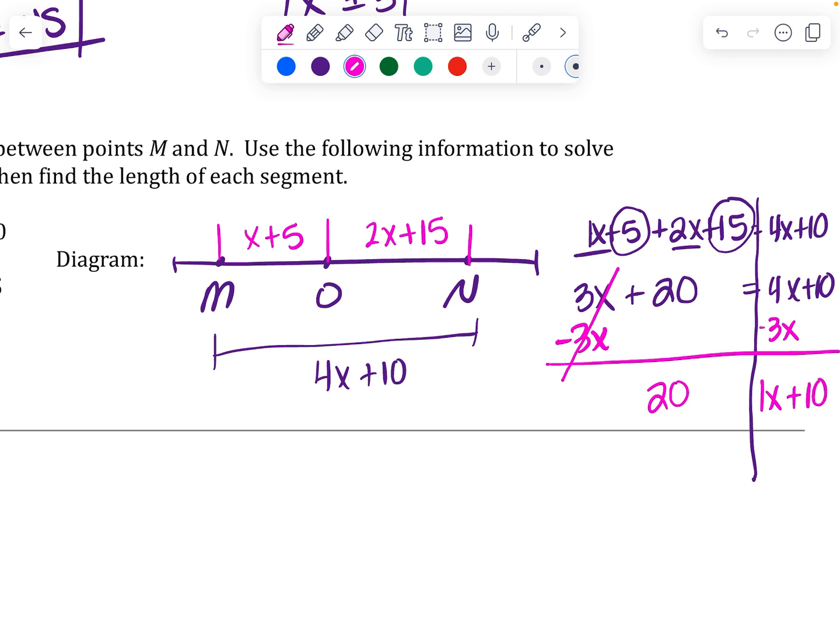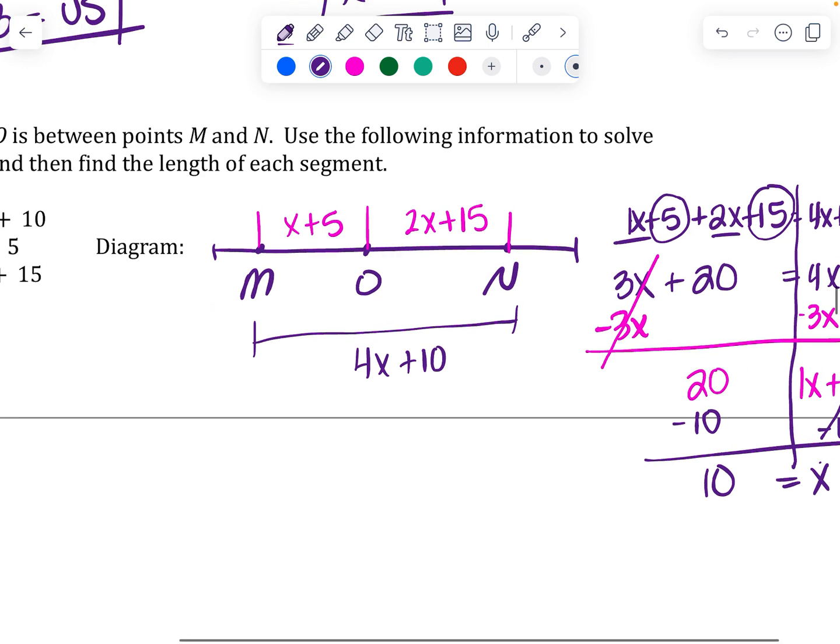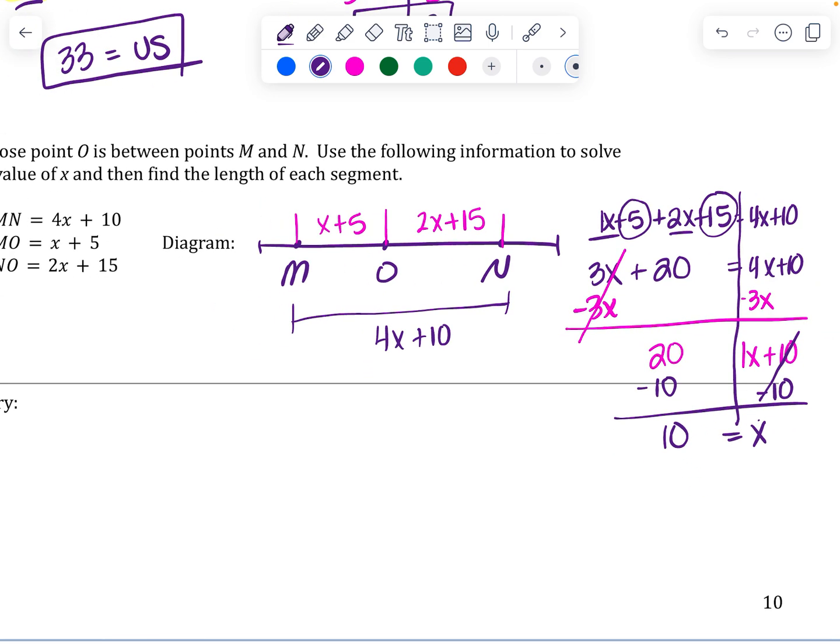Because I moved the x's to the right, I need to move that 10 to the other side. The inverse of adding 10 is subtracting 10. So 20 minus 10 is 10. 10 minus 10 is 0, so we're just left with 1x, which is the same thing as just x. So we got 10 equals x, or our final answer is x equals 10.